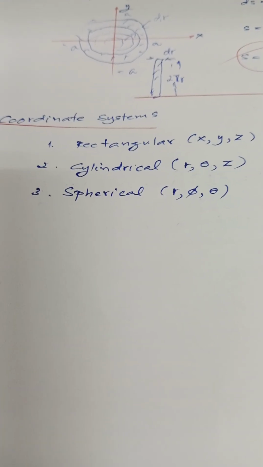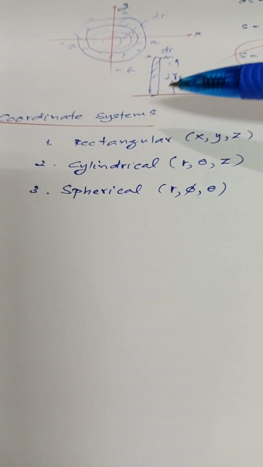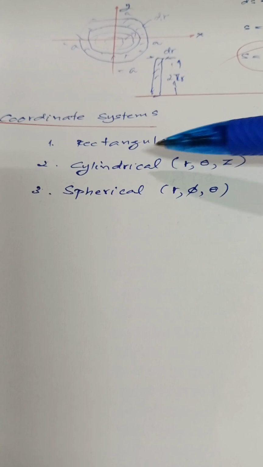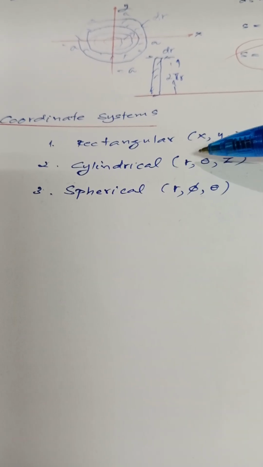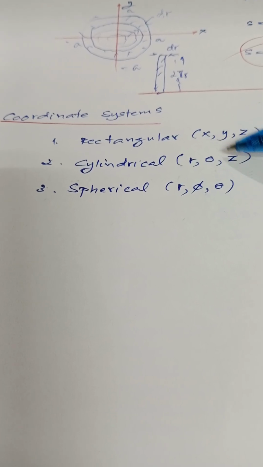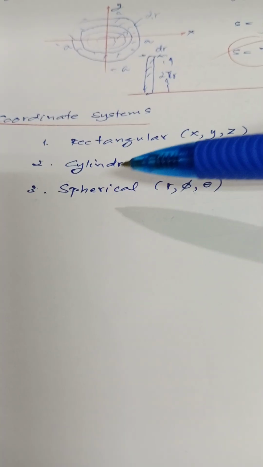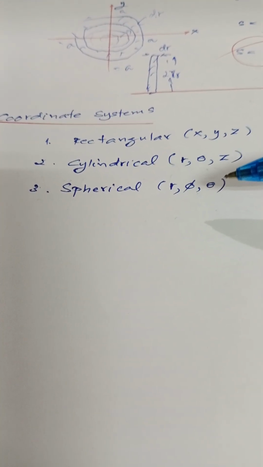And next, we will move on to talking about the coordinate systems. You have a rectangular coordinate in the term of x, y, z. You have a cylindrical coordinate in the term of r, phi, z. And the last one is the spherical coordinate in the term of r, phi and theta.